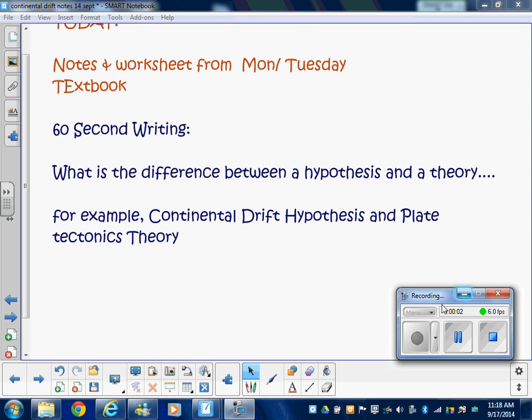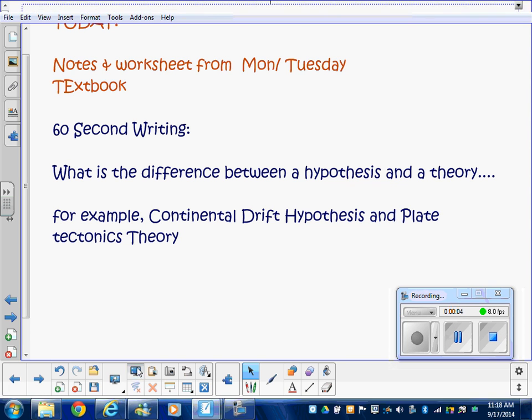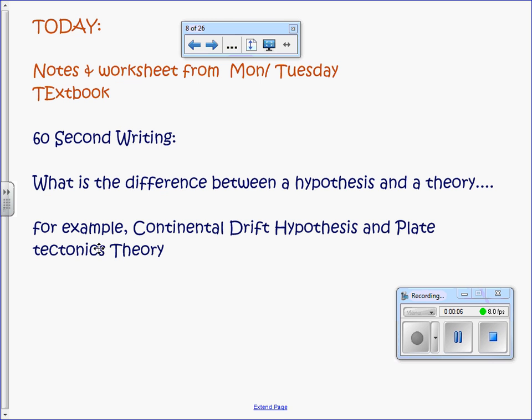So as we talk about the theory of plate tectonics, based on what we talked about earlier this week, let's start out with what is the difference, scientifically speaking, between a hypothesis and a theory. Because this is one of the kind of unfortunate times in science where the everyday definition of theory is very different than the scientific definition of theory.